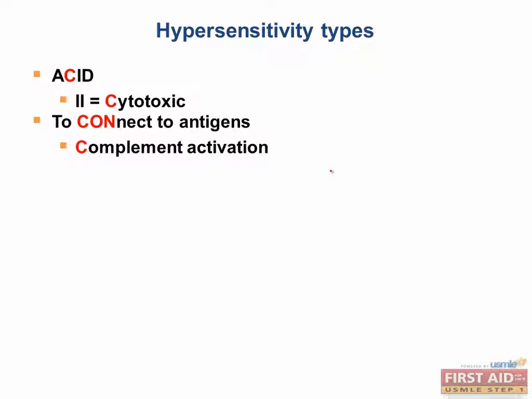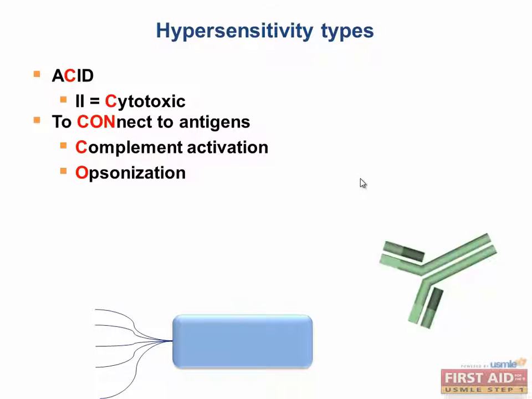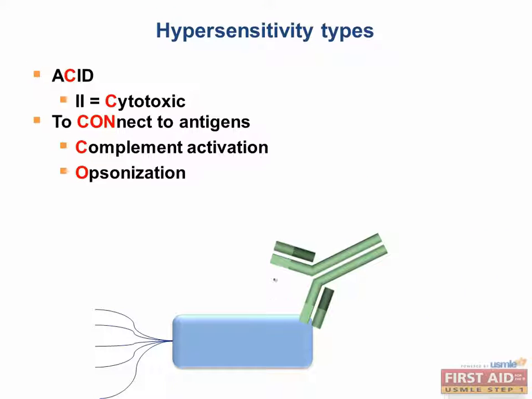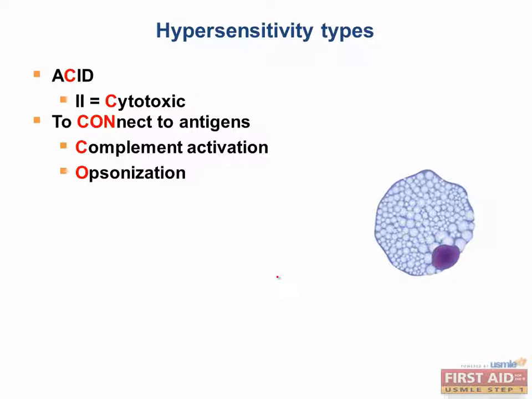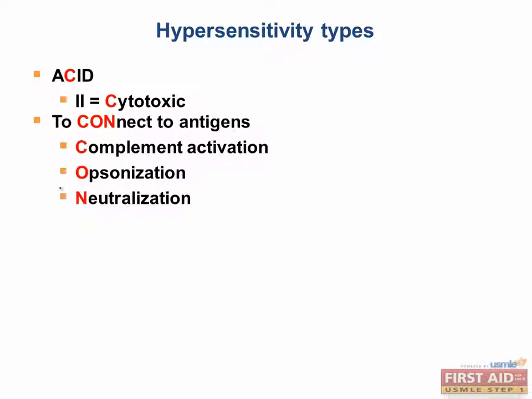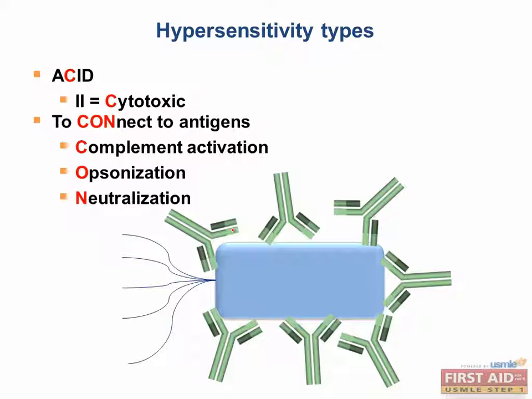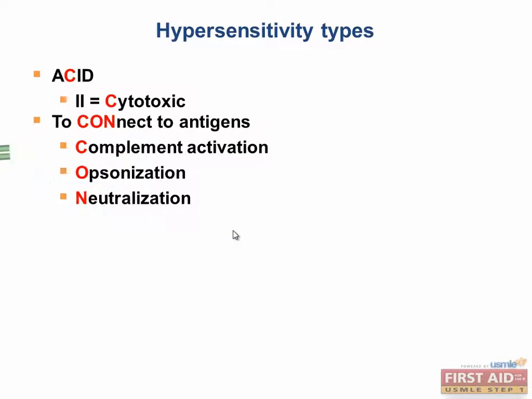So when antibodies attack your own cells, they can activate complement, as we discussed earlier. They can opsonize those cells, like we talked about, remember? It's like giving the macrophages something to latch onto so it can consume your cell. Or neutralize cells, like we talked about before. So those are the three main things.